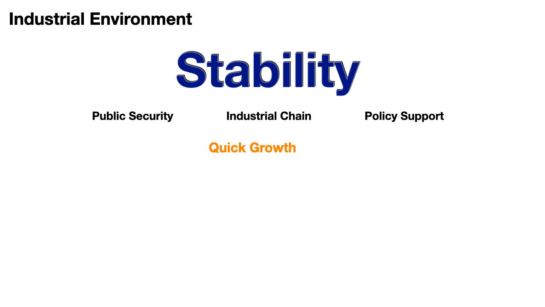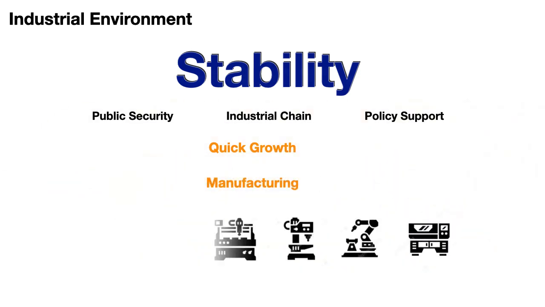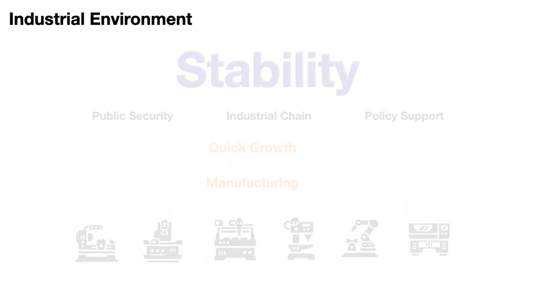Stability is the most important factor for a country to develop. That's what China is doing. For decades, China has tried to keep internal security, keep a stable industrial chain, and give policy support for industrial development. That's why the Chinese economy has had quick growth, especially in the manufacturing industry.